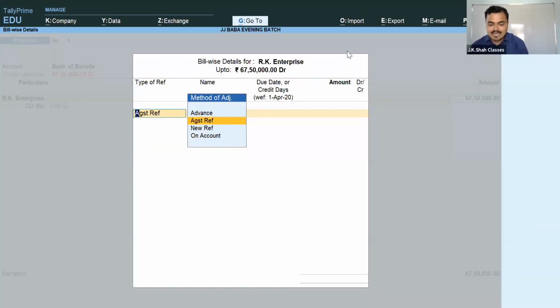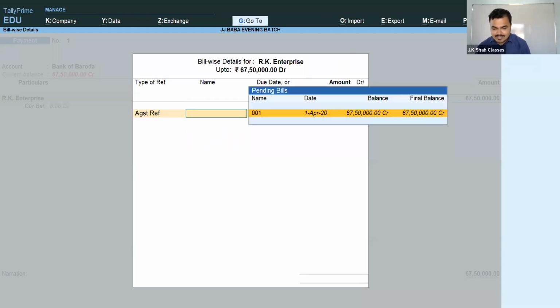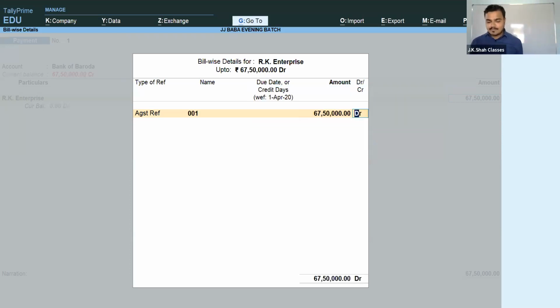Okay. See this. It is asking against the reference. I said yes, against the reference. Then it will show me that pending bill also from the database. See this how the ERP software is connected with one another. It has immediately shown that yes, this bill is pending. I said yes, I am paying this bill only.